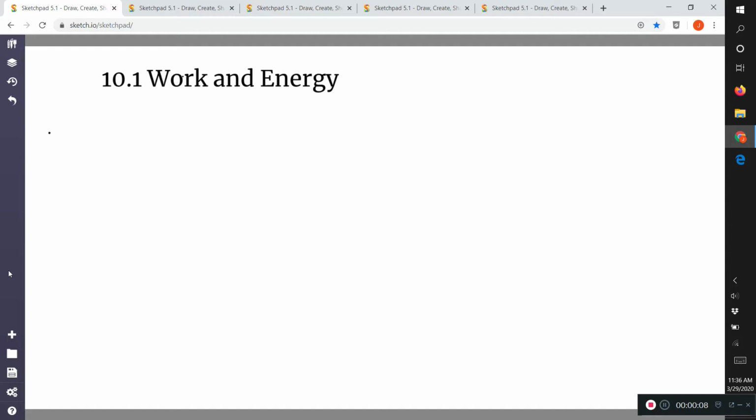Today we're going to be starting section 10, which deals with work, energy, and machines. We're going to start by defining some of our basic concepts. Work is most commonly defined as a force applied through a distance. Force applied through displacement.